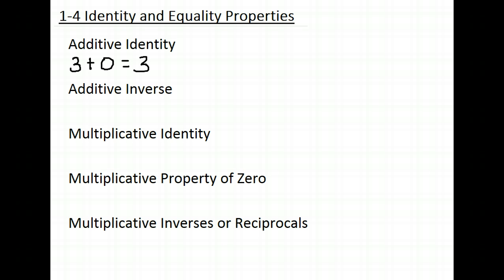So if we have 2 plus n equals 2, we can determine that the value for n is going to be 0 based on additive identity. Because if we were to substitute in a 0 for n, then we get 2 plus 0 equals 2, we know that that is a true statement. So we can say n equals 0. And that would be our solution.